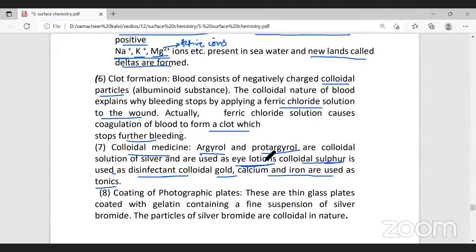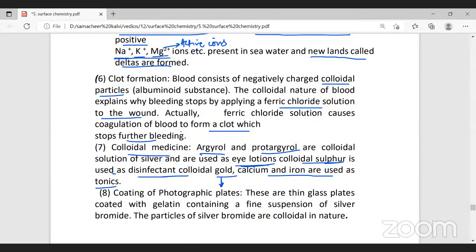So argyrol, protargol, or colloidal silver is used in eye lotions. Colloidal sulfur is used as a disinfectant. Colloidal gold, calcium, and iron are used in tonics. So calcium tonics and iron tonics all contain iron and calcium in colloidal size. In Ayurveda, they use gold bhasma, wherein gold is a source of energy in the colloidal state.